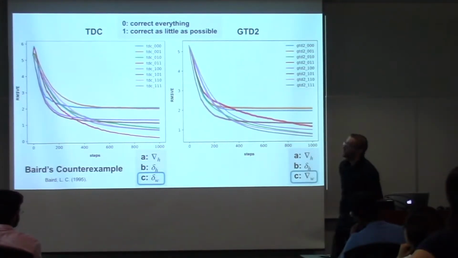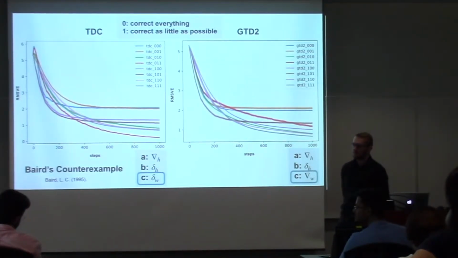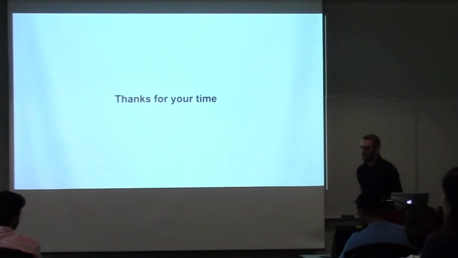That is not what we're minimizing, right? These algorithms are not minimizing RMSVE. Right, that is true. So the objective that they're minimizing, if they minimize it to 0, RMSVE is 2.